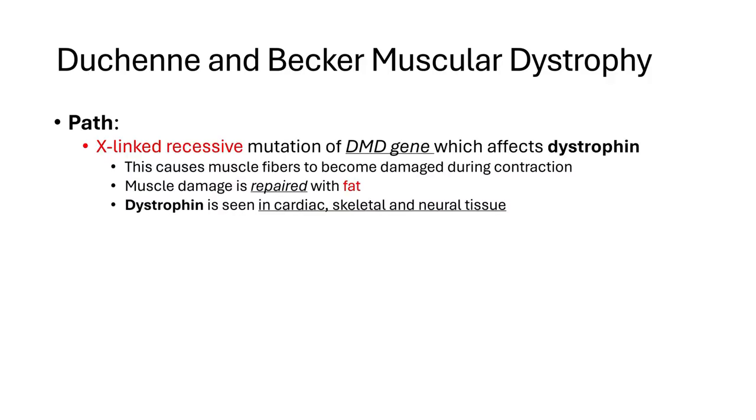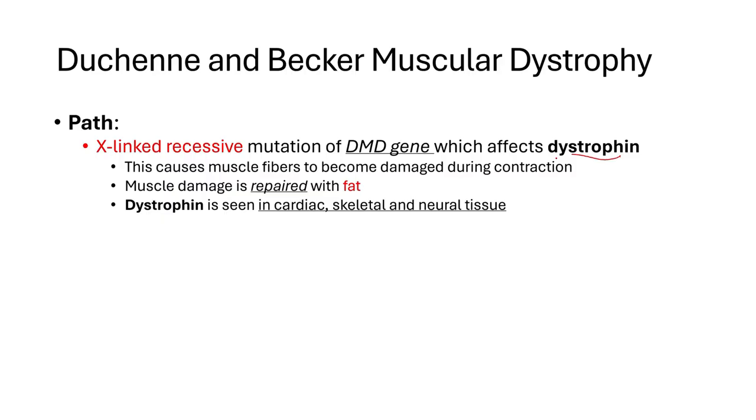Welcome. In this lecture, we'll be discussing muscular dystrophies. Let's first discuss Duchenne's and Becker's muscular dystrophy, as these are the two most commonly tested on exam day. Both of these are caused by an X-linked recessive mutation in the DMD gene, leading to an absence of dystrophin.